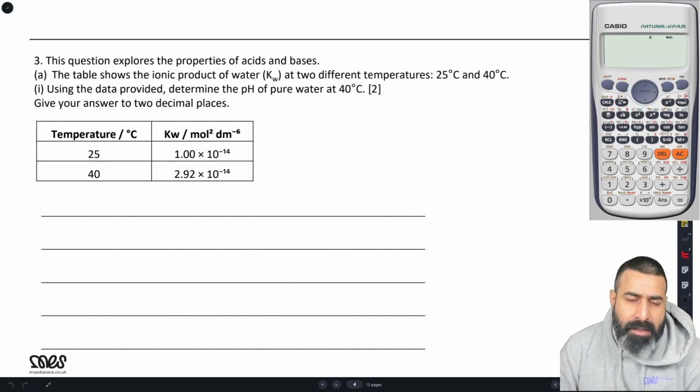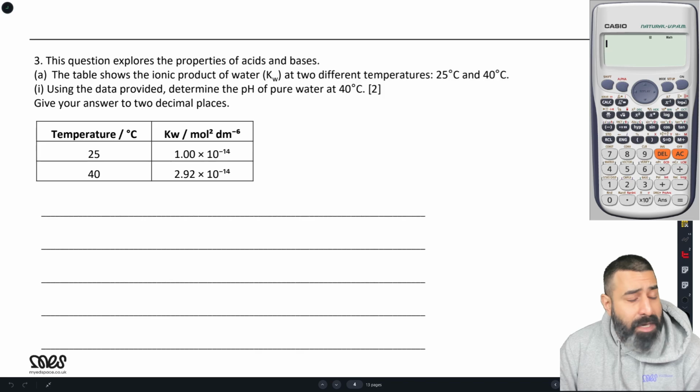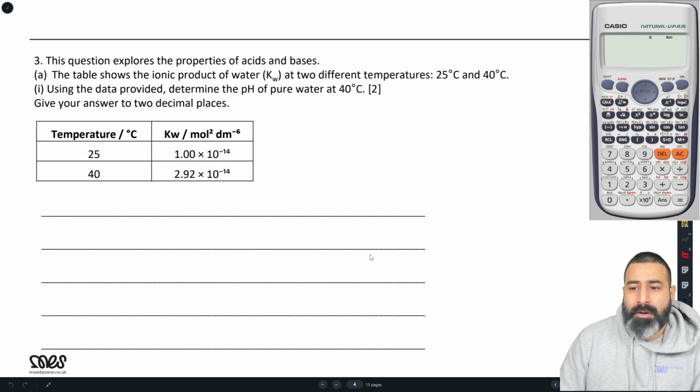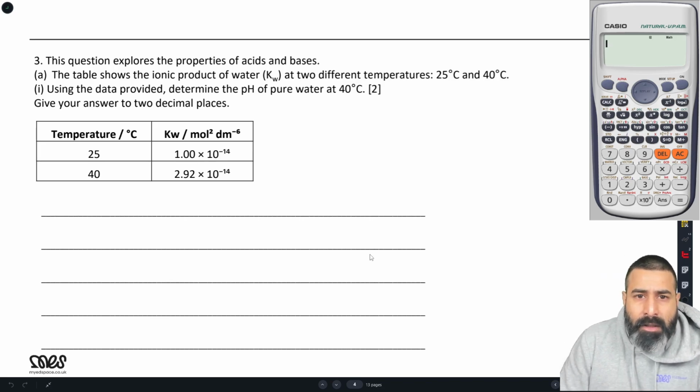Greetings, A-level chemists. This question is all about the ionic product of water, and we've got Kw and its temperature dependence, and we've got two different temperatures, 25 degrees C, room temperature, and 40 degrees C. So using the data provided, we've got to determine the pH of pure water at 40 degrees C, and it's a 2 marker. Okay, we'll start with a bit of background about Kw.